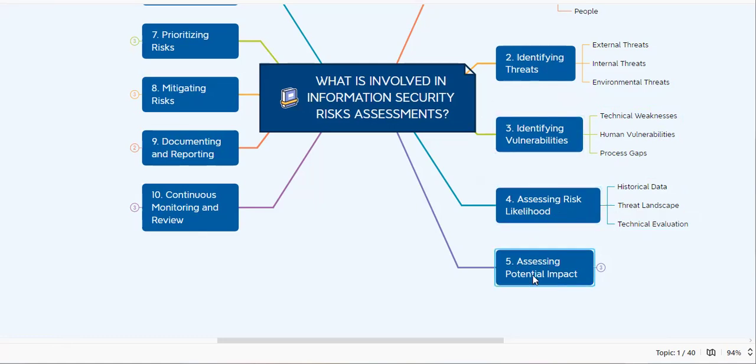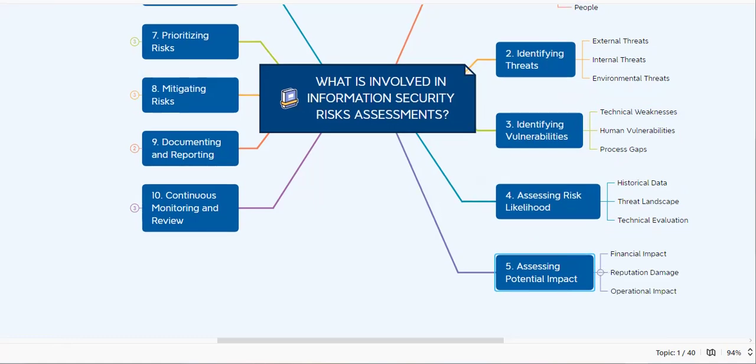Then we look at assessing potential impact. This is also important. And impact can be broken down into the financial impact to the organization, reputational damage, and also operational impact. So on a financial impact, this is where I look at the costs associated with, for example, data breaches, regulatory fines, and downtime for that organization or business. Reputational damage, loss of customer trust or brand devaluation. Then operational impact that has to do with disruption to business processes or critical services.